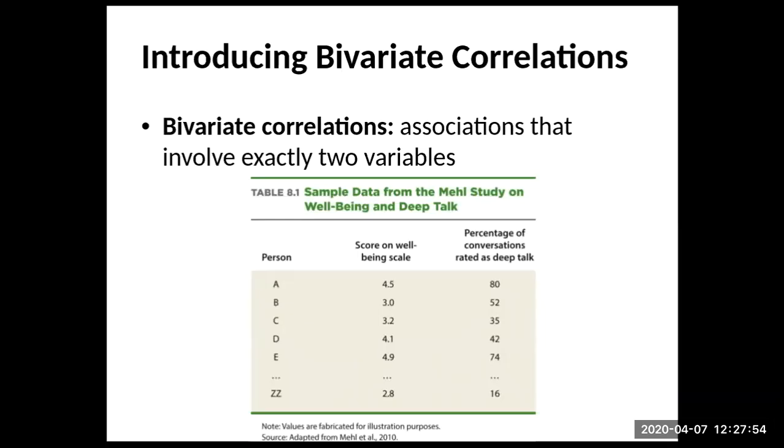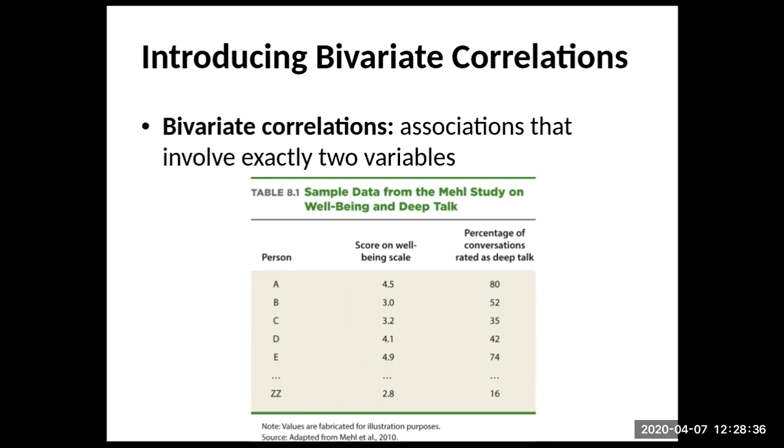So looking here, a bivariate correlation means an association that involves exactly two variables. So in this case, they went from person A, B, C, D, E, all the way down to person double Z. And what they did was they measured two things. And this was that first graph on the left a couple slides ago. Your score on a well-being scale, anywhere from, in this case, 2.8 to 4.9, and the percentage of conversations that were rated as deep talk. And what you do is you just plot it for each person, right? One variable along the x-axis, one variable along the y-axis, and you plot where it is.